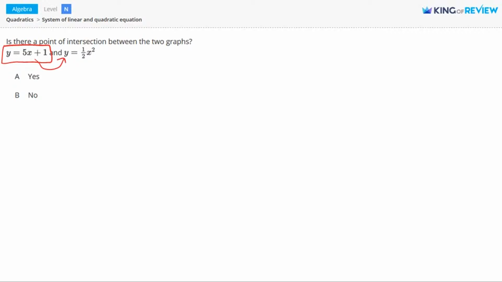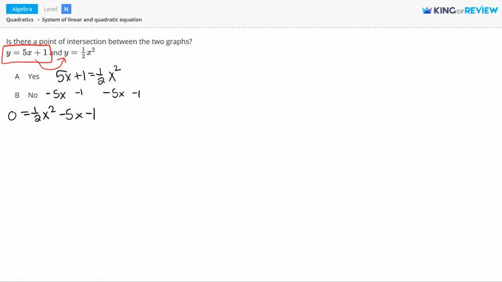So we have 5x plus 1 equals 1/2 x squared. Now I want to get a 0 on one side of the equation, so let's move the 5x and the 1 over to the right-hand side. So I'll subtract 5x on both sides, and I'll subtract a 1 on both sides. Now I have 0 equals 1/2 x squared minus 5x minus 1.